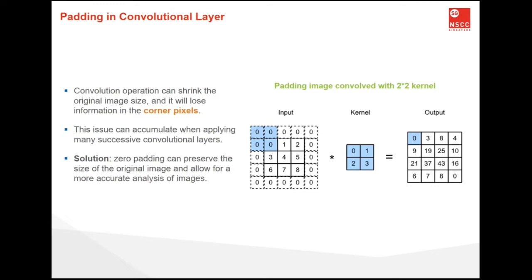Typically, we set the values of the extra pixels to 0. In this example, we pad a 3 by 3 input, increasing its size to 5 by 5. The corresponding output then increases to a 4 by 4 matrix.